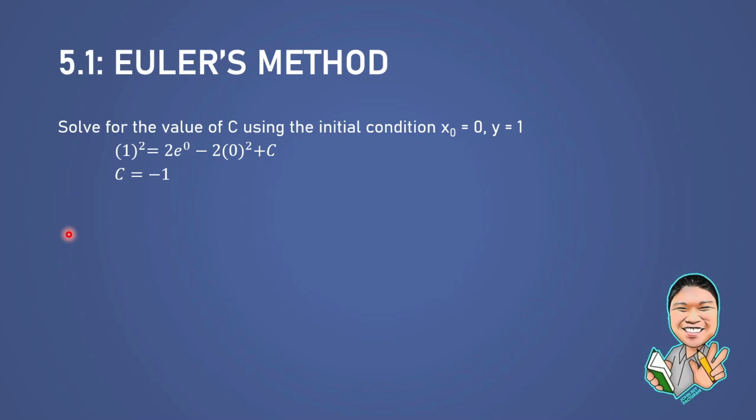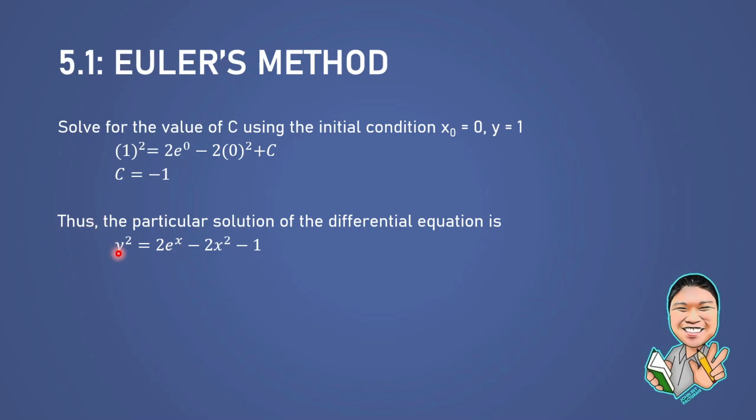And therefore, since you now have C, this is the particular solution of our differential equation. So from the general solution, just substitute it. y squared is equal to 2e raised to x minus 2x squared minus 1. So there, we now have the particular solution. The question now is, what is the value of y when x is equal to 2? Since you have the solution, just substitute x is equal to 2 here, and you will find the value of y.